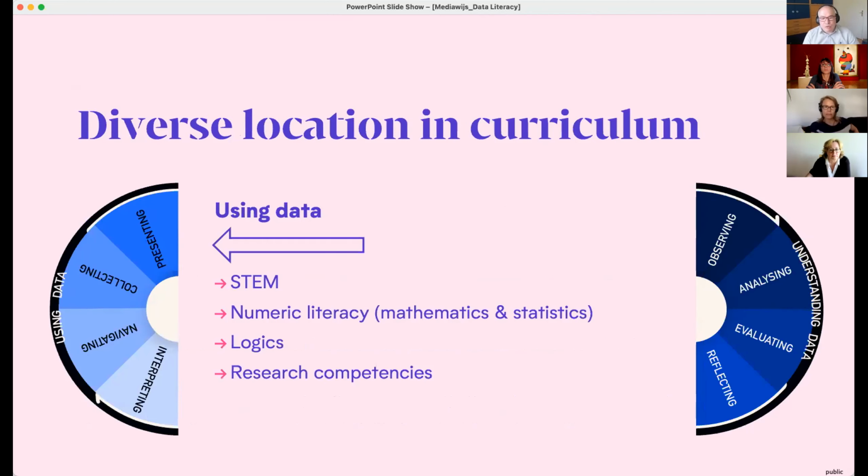If we think about where this is situated in the curriculum, I think data literacy is a difficult one because it's very interdisciplinary, and that means that working in a curriculum on data literacy touches upon a lot of different disciplines. If we talk about using data, we're talking about STEM, we're talking about numeric literacies like mathematics and statistics, logics, but also research competencies. In the last 2 or 3 years of secondary education, we also work on research competencies, going into higher education. This is a nice area, I think, where data literacy and the aspect of using data would fit.